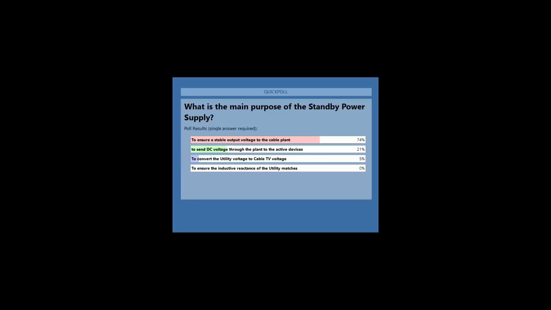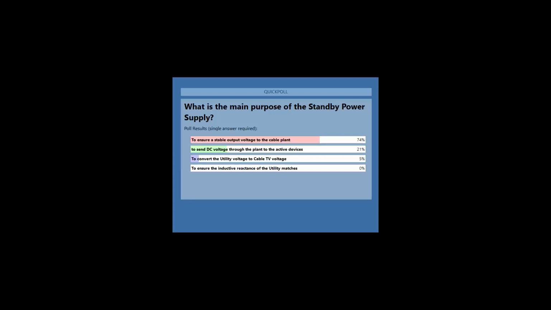Send DC voltage to the plant through the plant to the devices. We never send DC voltage to our cable plant through the coaxial plant. Now the devices do actually use DC, but we convert the AC to DC at the device. During my travels, I've had a couple technicians that thought that when we activate the batteries on the power supply, we actually send DC through the cable plant, but we don't. It's always AC voltage flowing through the cable plant.